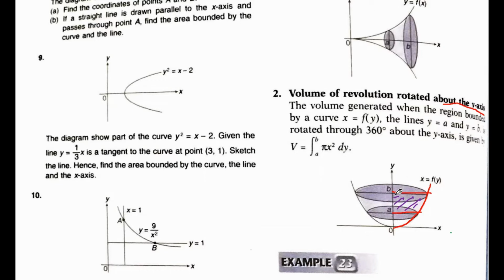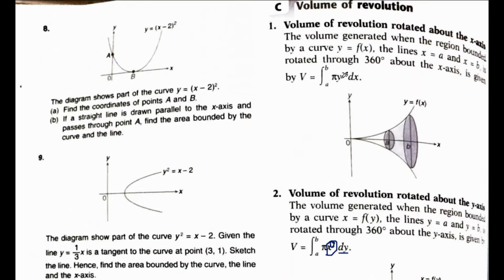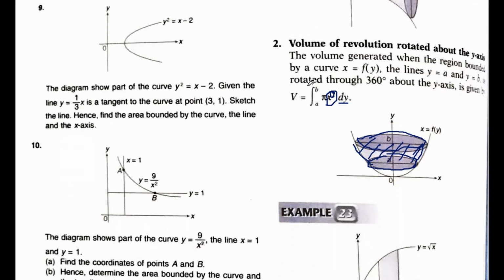When I rotate this area 360 degrees about the y-axis, we will have a solid that looks like this. The volume of this solid will be V equals integrate from a to b, pi. Because it's the y coordinate, we integrate with respect to y, dy. In the center we have to put x squared. Do remember this square. Sorry that I can't find the 3D diagram for this one, so you just imagine. We rotate it about the y-axis and then we will get a solid like this.